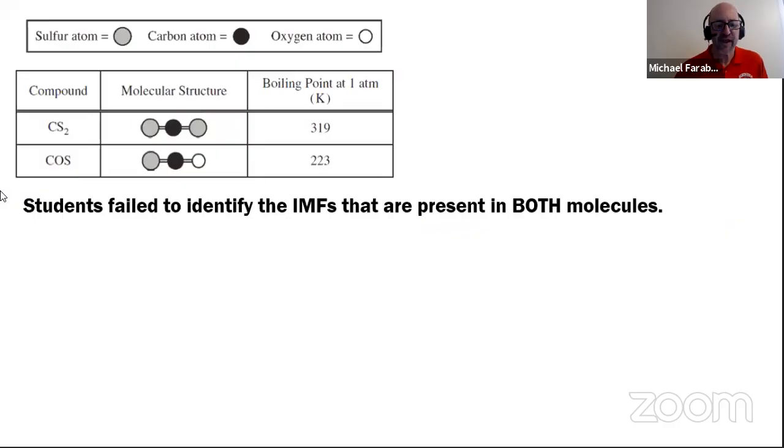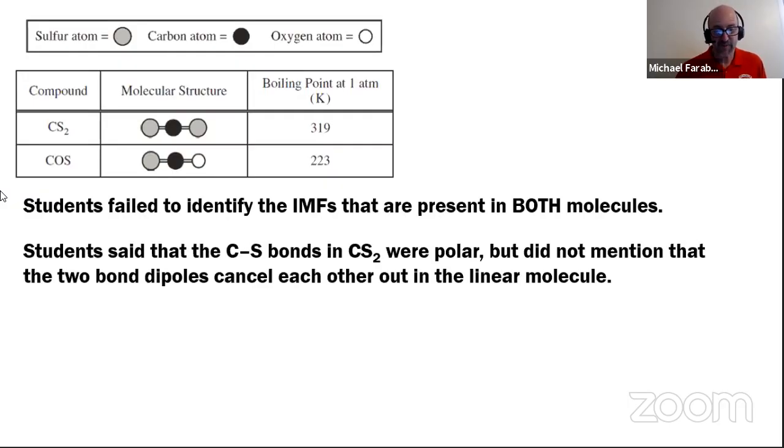Okay, students failed to identify the IMFs in both molecules. They just talked about London dispersion forces in CS2 and did not mention anything about COS or vice versa. Some talked about the fact that the CS bond is polar and that's why it has a higher boiling point. But in fact, they forgot to mention that the two bond dipoles within the molecule actually cancel each other out. So saying that CS bonds are polar is not helping explain why this molecule has stronger attractive forces. The molecule overall is not polar.